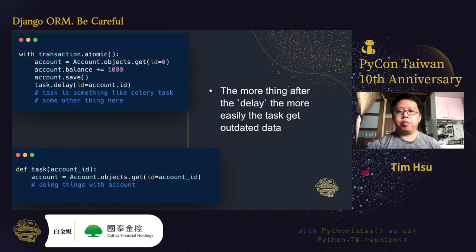Here's the code. We wrap code in a transaction and call task.delay inside the transaction. This example uses Celery. If you are not familiar with Celery, you can just think of task.delay as an HTTP request. The problem happens when a task starts before the transaction commits.